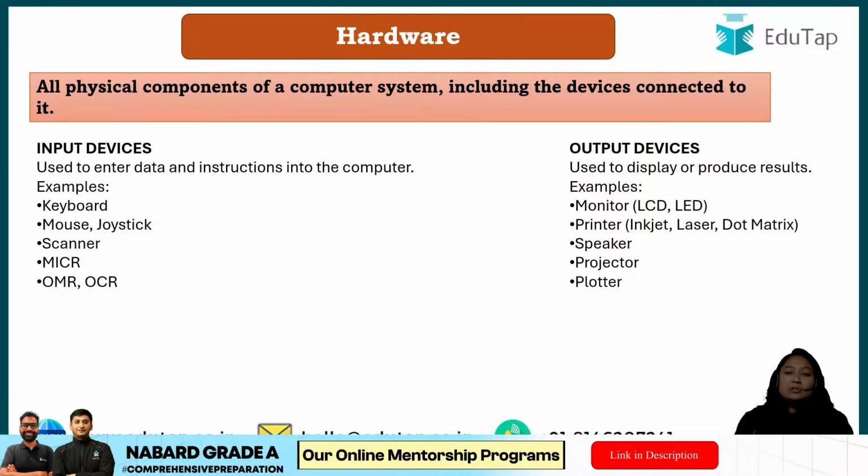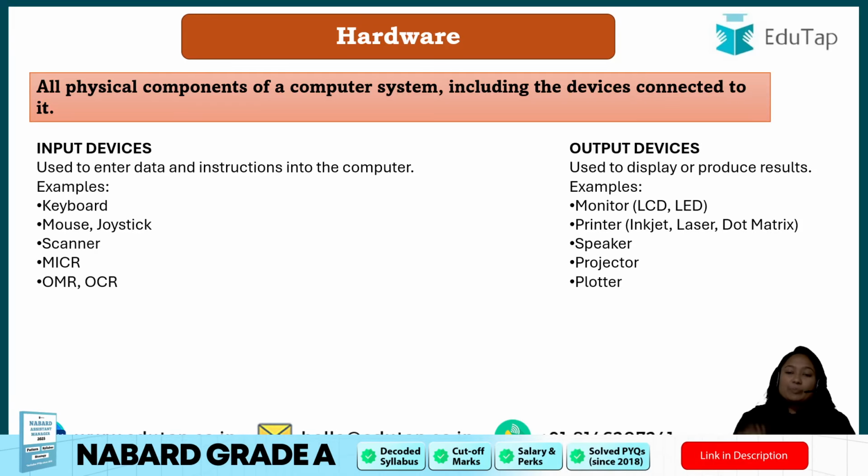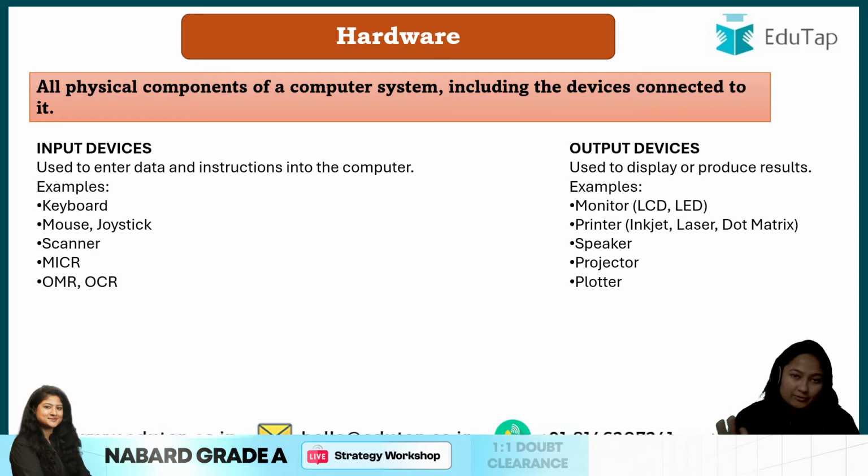Okay, so here you can see hardware is basically, when we talk about the input devices and output devices. Usually whenever we talk about this, we think about only these two things. In input devices we have keyboard, mouse, joystick, scanner, MICR, OMR, OCR. ठीक है, इनके बारे में we will study in this class. In output devices we have monitors, printers, speakers, projector, plotters. Okay, the important ones we will cover here.